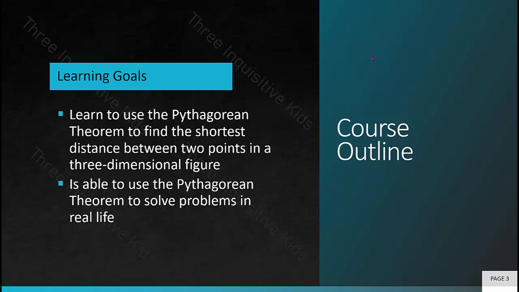As we go through this lesson, the two goals I want you to come out of this video with are, first, learn to use the Pythagorean theorem to find the shortest distance between 2 points in a three-dimensional figure. Second, be able to use the Pythagorean theorem to solve problems in real life.